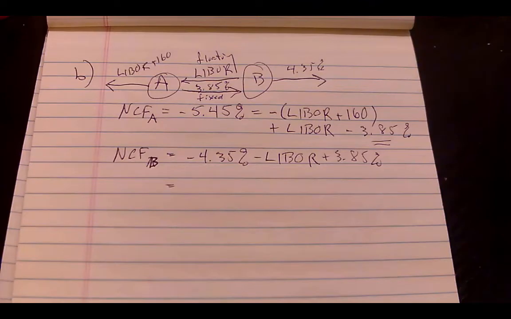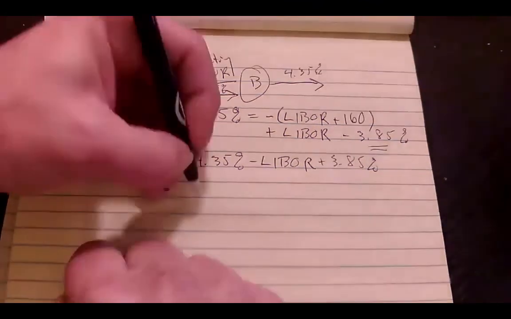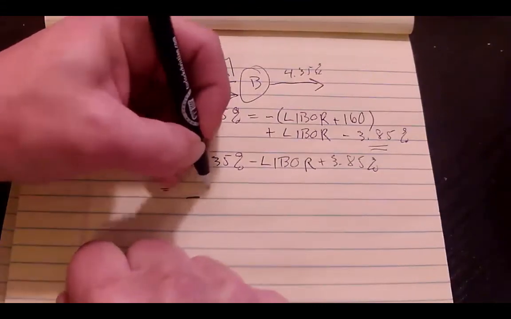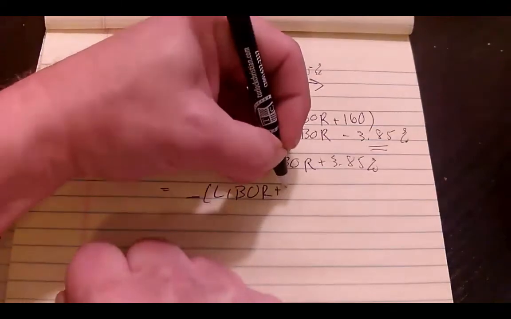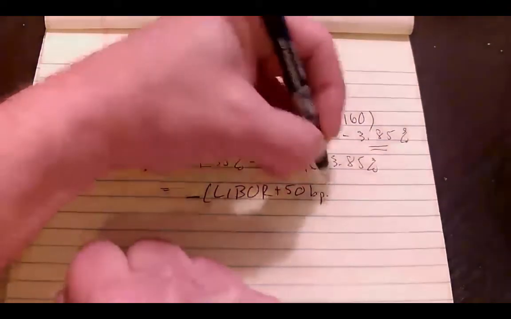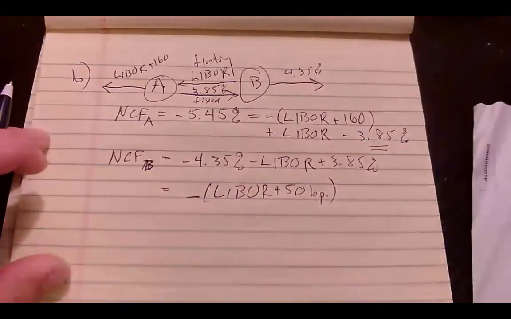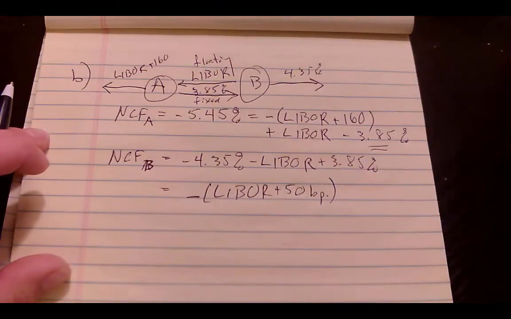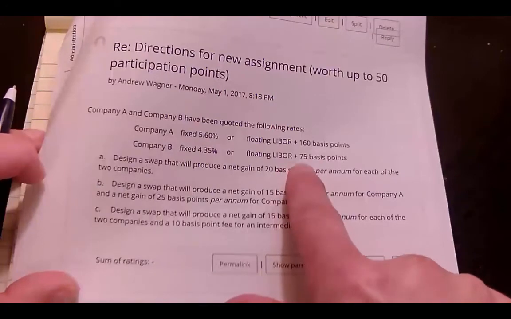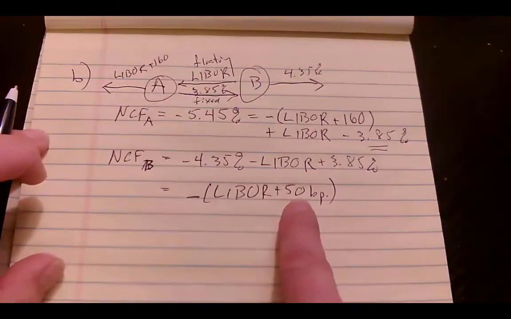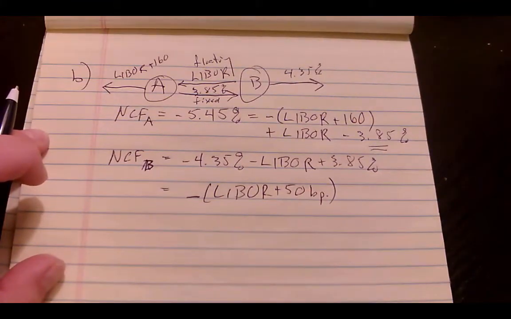Okay, 435 minus 385 is 50. So we end up with a net obligation of LIBOR plus 50 basis points for company B. Let's go ahead and check to see what they would have been paying if they'd issued floating rate debt. They would have been paying LIBOR plus 75 basis points. Now their net obligation is LIBOR plus 50 basis points. So that's a 25-point gain, which is what we're looking for.